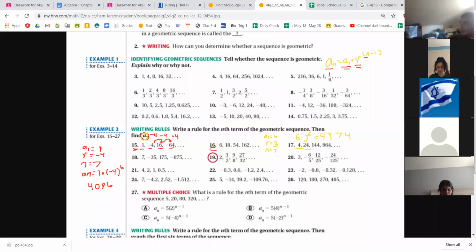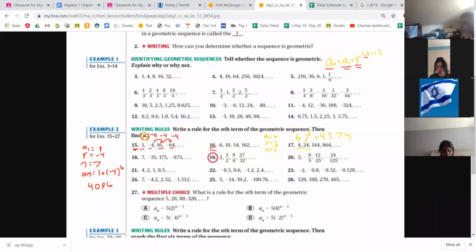Honey, what does A1 stand for? Or what does it represent? The first term. Okay. So what is the first term in number 17? 4. I agree with that. All right. r, what does r represent? The ratio. Good. And what is the ratio in this one? 6. I agree.